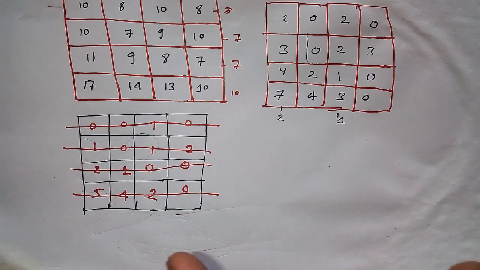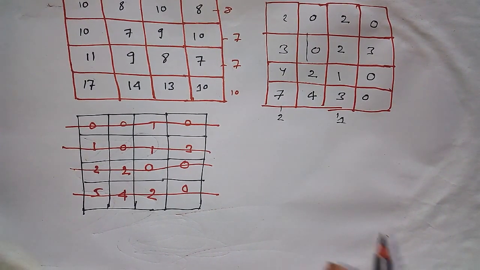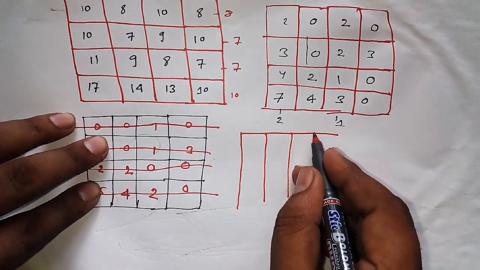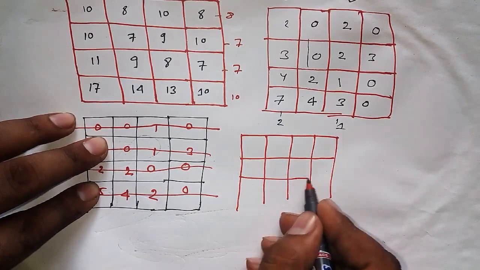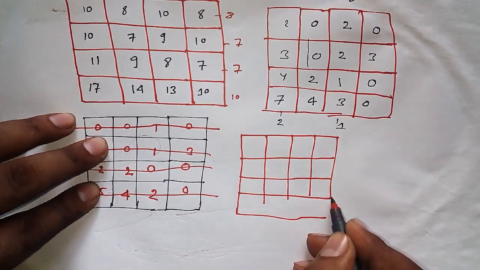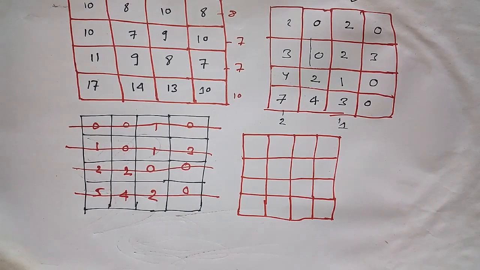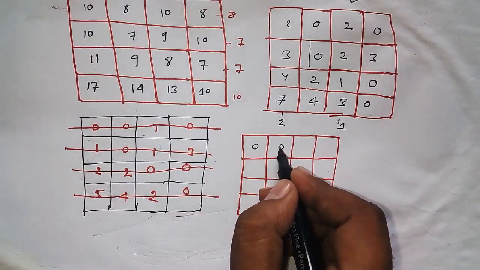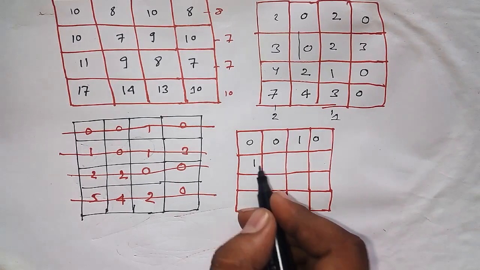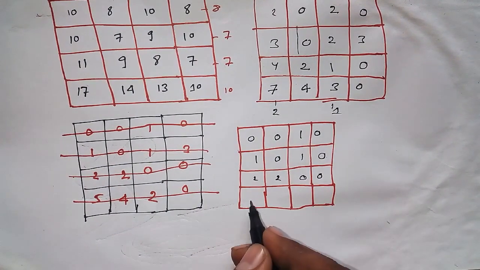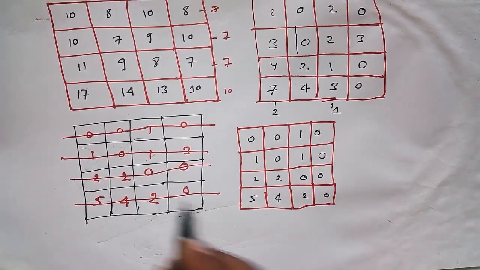So to make you understand properly the next step, I'm just going to draw a fresh table, so that you can understand the concept behind solving this transportation problem quite easily. Okay, let's draw that table. So again we are going to draw those 4 rows and 4 columns. So what we got here: 0 0 1 0, 1 0 1 0, 2 2 0 0, 5 4 2 0.